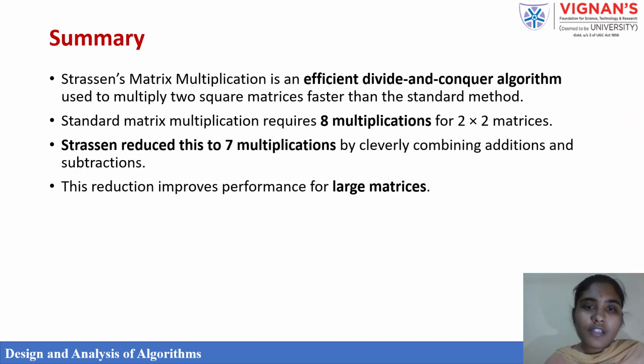To summarize this, Strassen's matrix multiplication is an efficient divide and conquer algorithm used to multiply two square matrices faster than the standard method. In the standard matrix multiplication, multiplying two 2 by 2 matrices requires 8 multiplications. Strassen's algorithm reduces this number to 7 multiplications by cleverly combining additions and subtractions. This reduction in the number of multiplications significantly improves performance, especially for larger matrices. Hence, Strassen's algorithm is more efficient than the conventional matrix multiplication for large-scale computations.